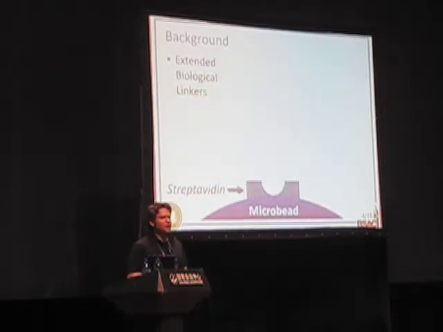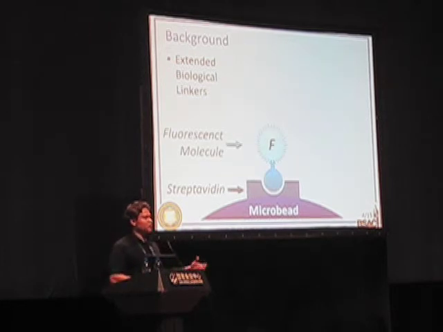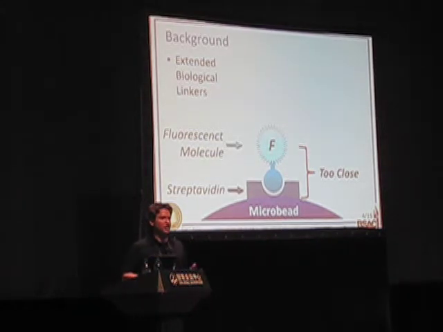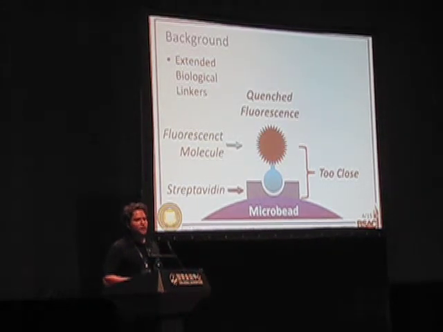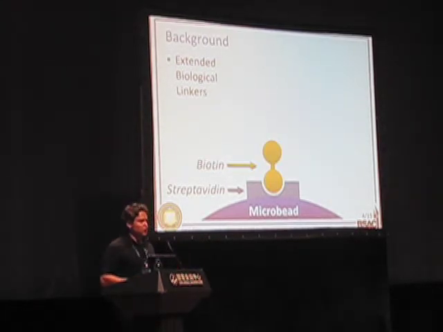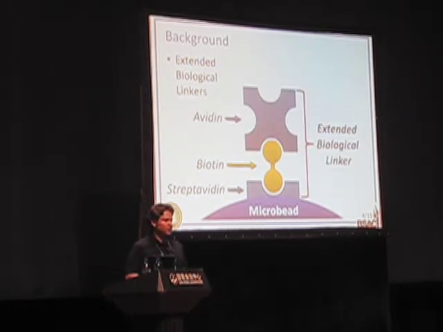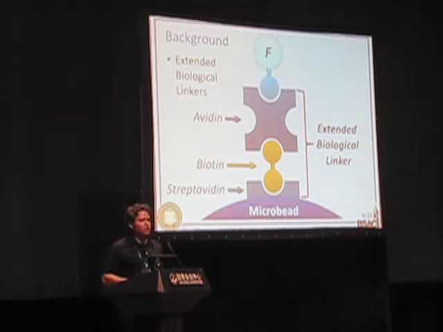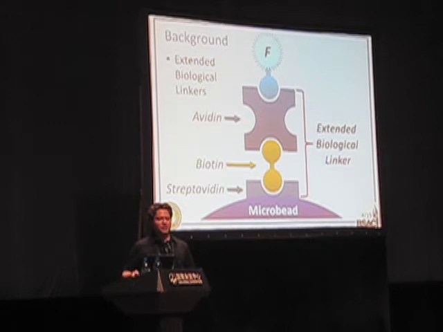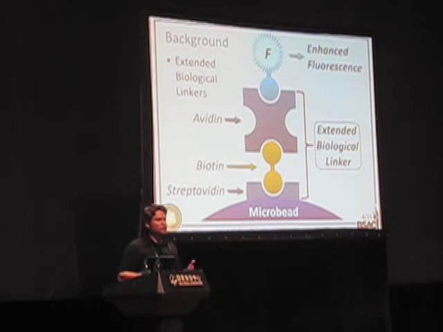So to give some background on extended biological linkers, previously, researchers have observed that when a fluorescent molecule is bound to a microbead, if the distance between the microbead and the fluorescent molecule is not large enough, then the fluorescence can actually be quenched. To overcome this issue, you can add a biotin molecule first, and then an avidin molecule, and this is what is called the extended biological linker. Afterwards, when a fluorescent molecule is bound to the microbead, due to the extended biological linker, which basically just acts as a spacer, the fluorescence response is enhanced.